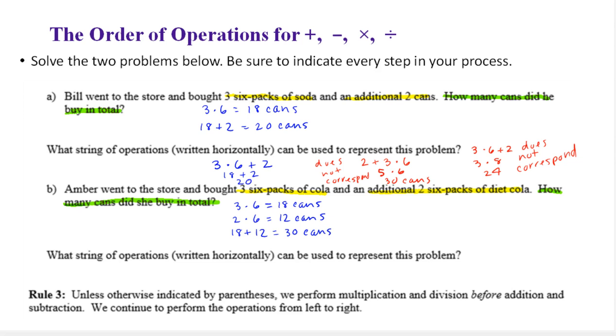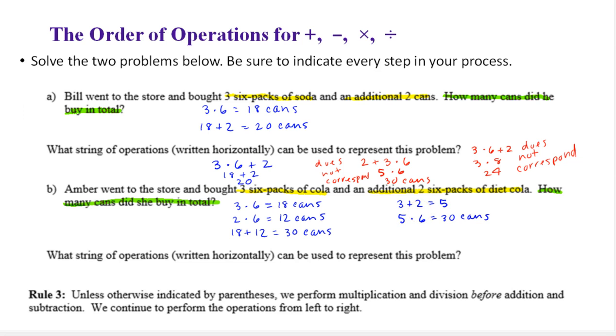Okay. Or you might want to say, well, how many 6-packs did she buy? So you could say, well, she bought 3 plus 2 6-packs, so that's 5 6-packs. And then if we multiply the 5 6-packs times the 6 cans, we get 30 cans. Okay. So here we performed a multiplication, then another multiplication, then addition. Here we performed addition, and then we multiplied the result by 6.